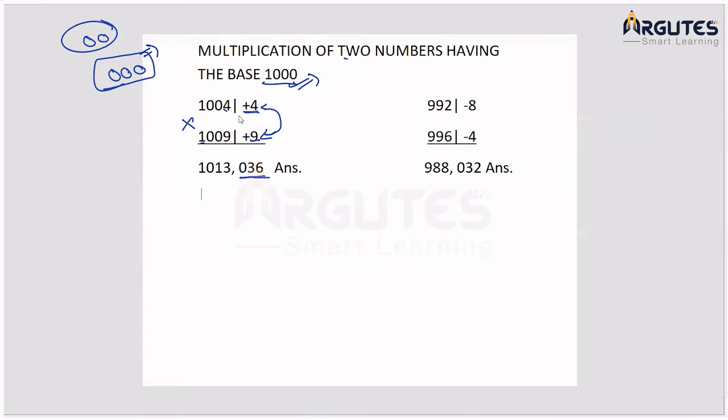Now do the diagonal operation. 1004 plus 9, that is 1013. Or you do it like this, 1009 plus 4, it will always be 1013. So 1013036 is your answer.